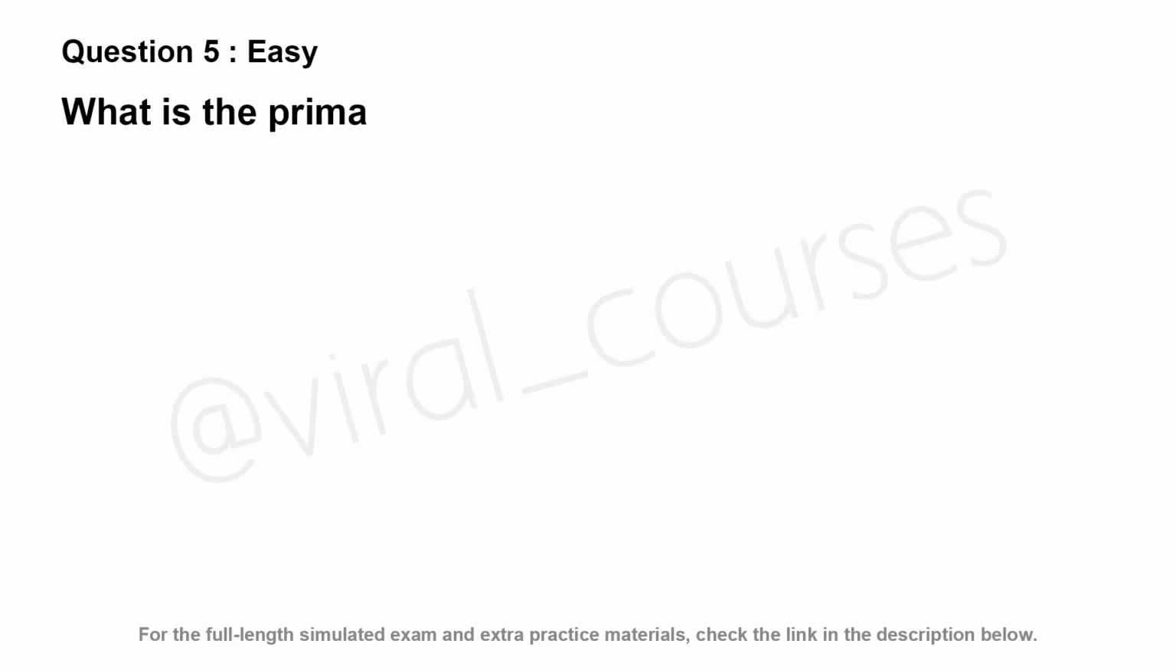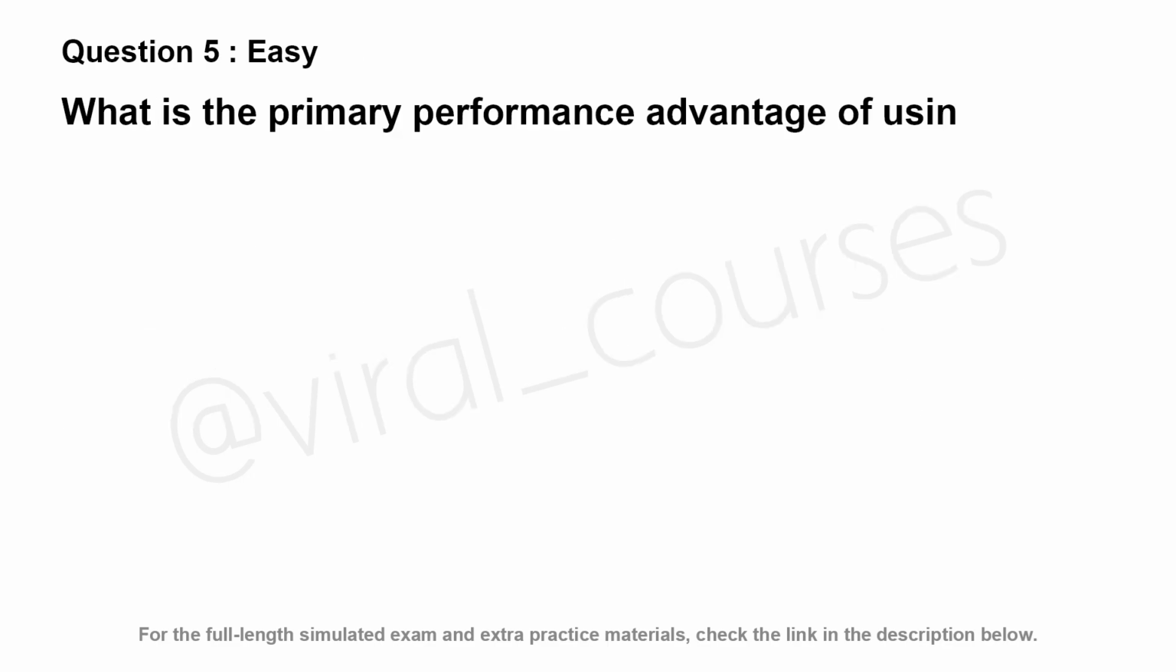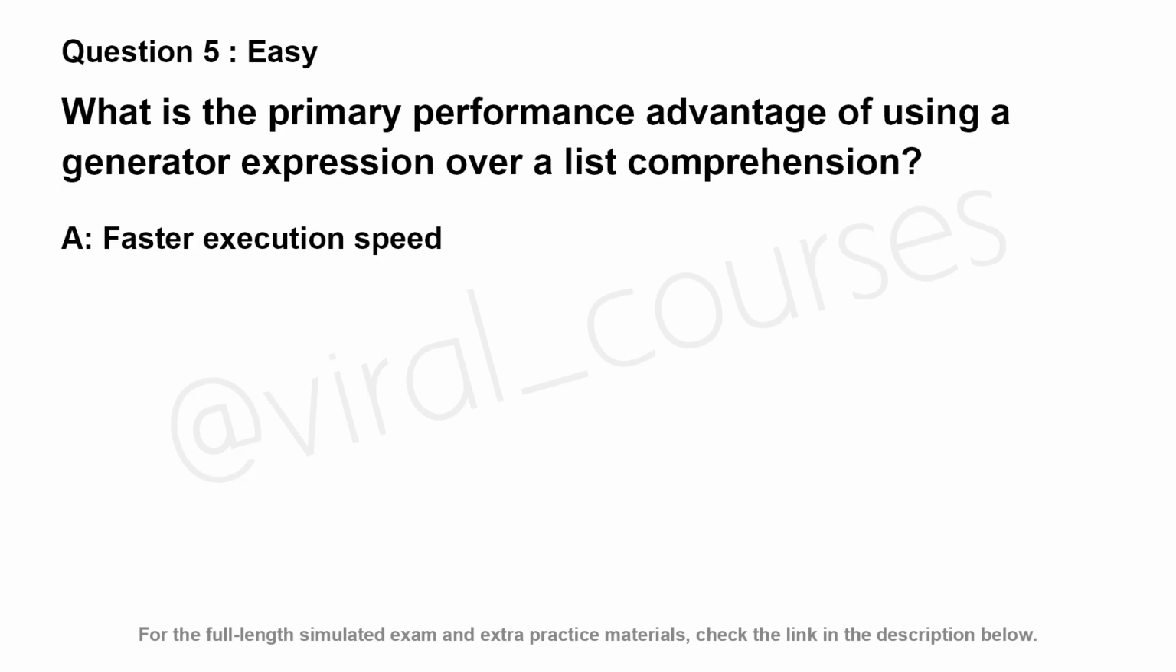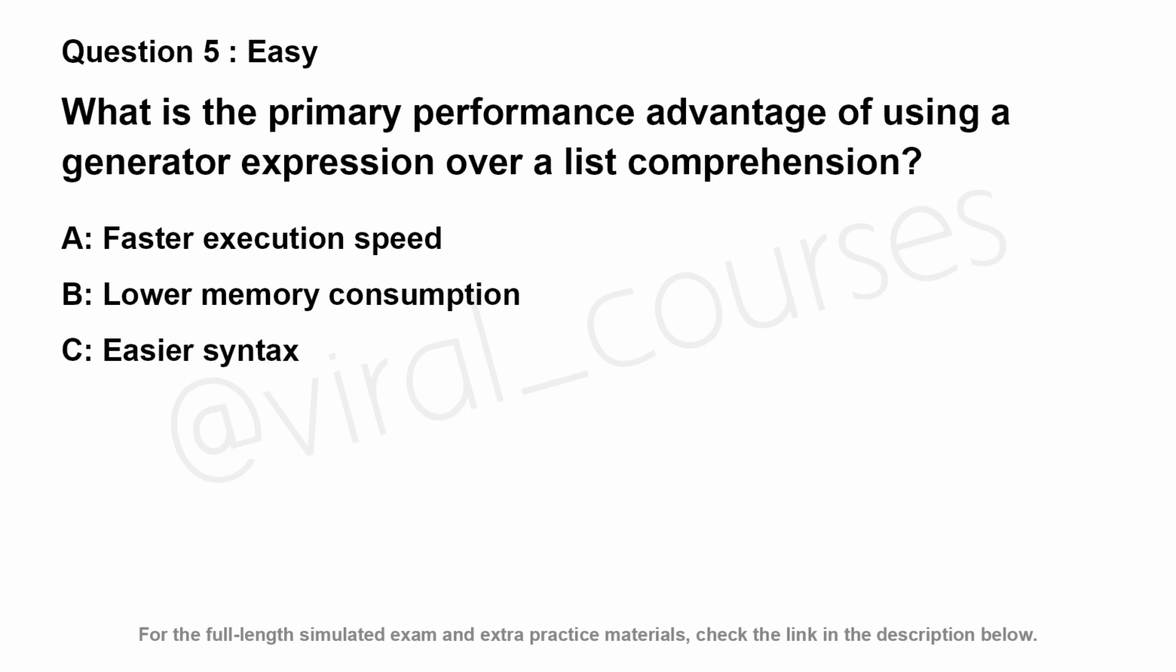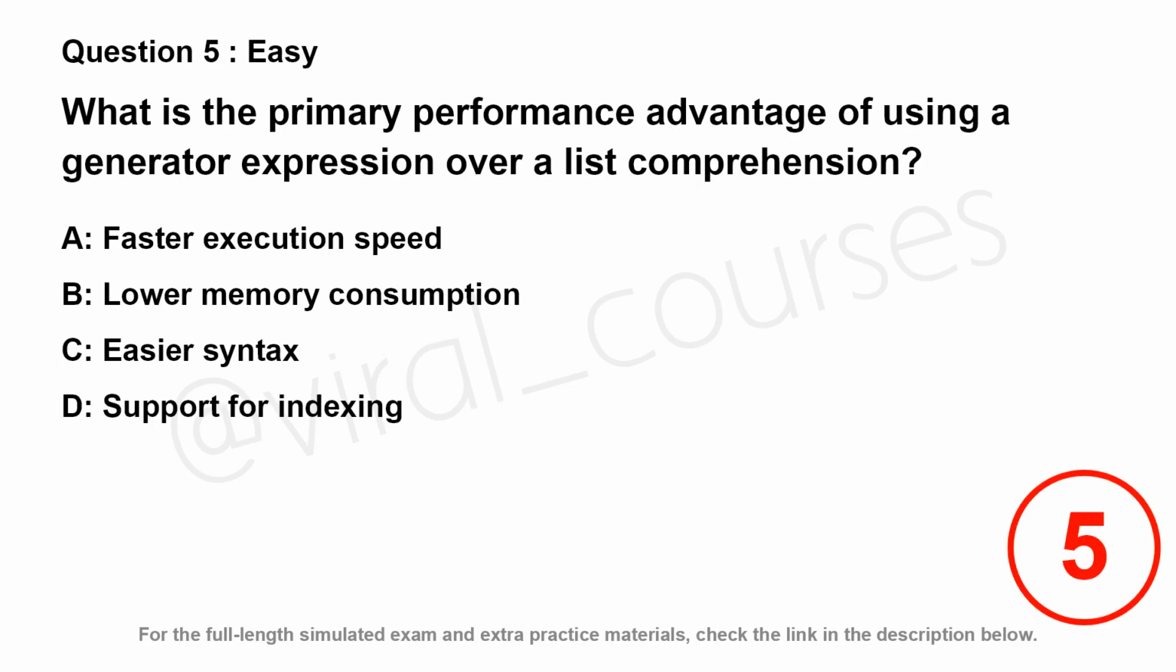What is the primary performance advantage of using a generator expression over a list comprehension? Option A, faster execution speed. Option B, lower memory consumption. Option C, easier syntax. Option D, support for indexing.